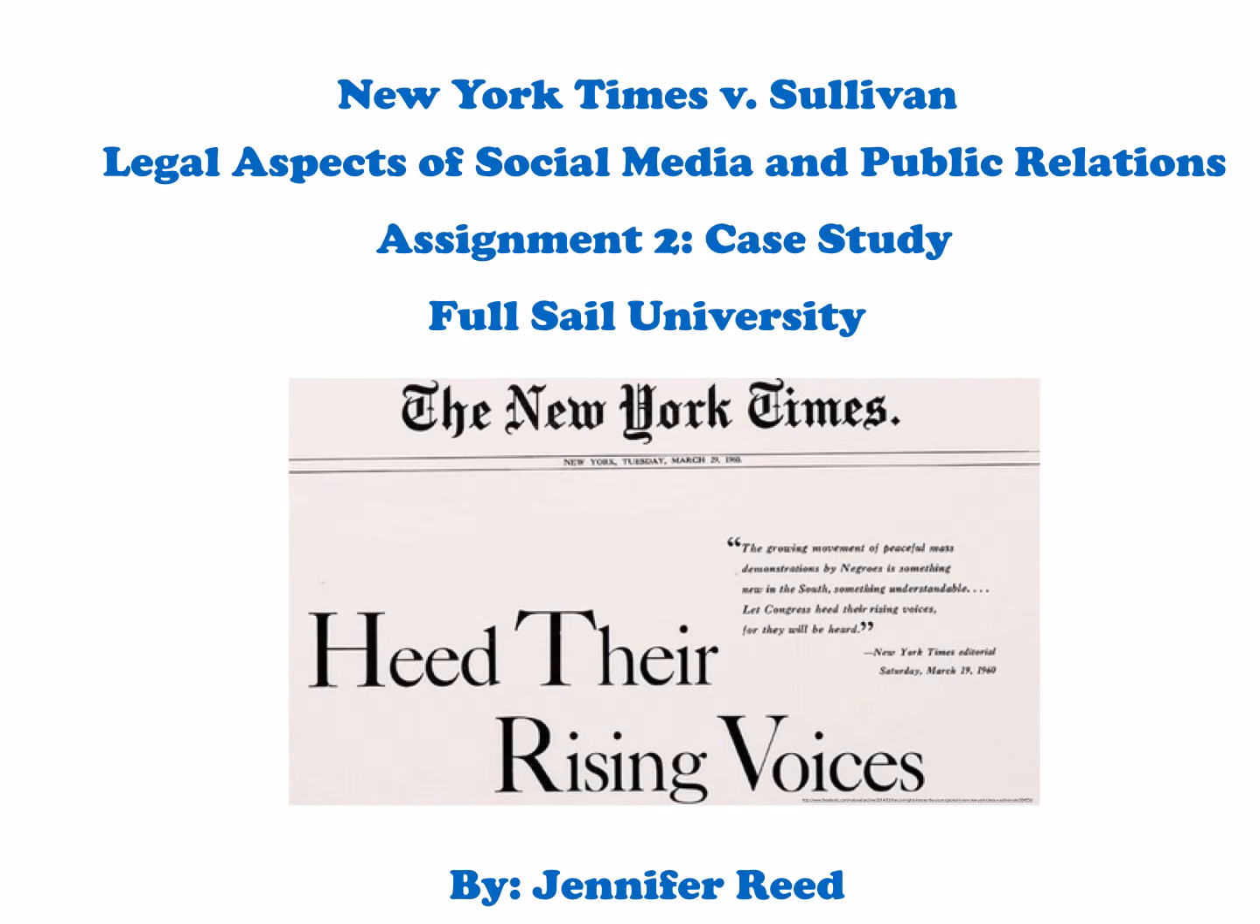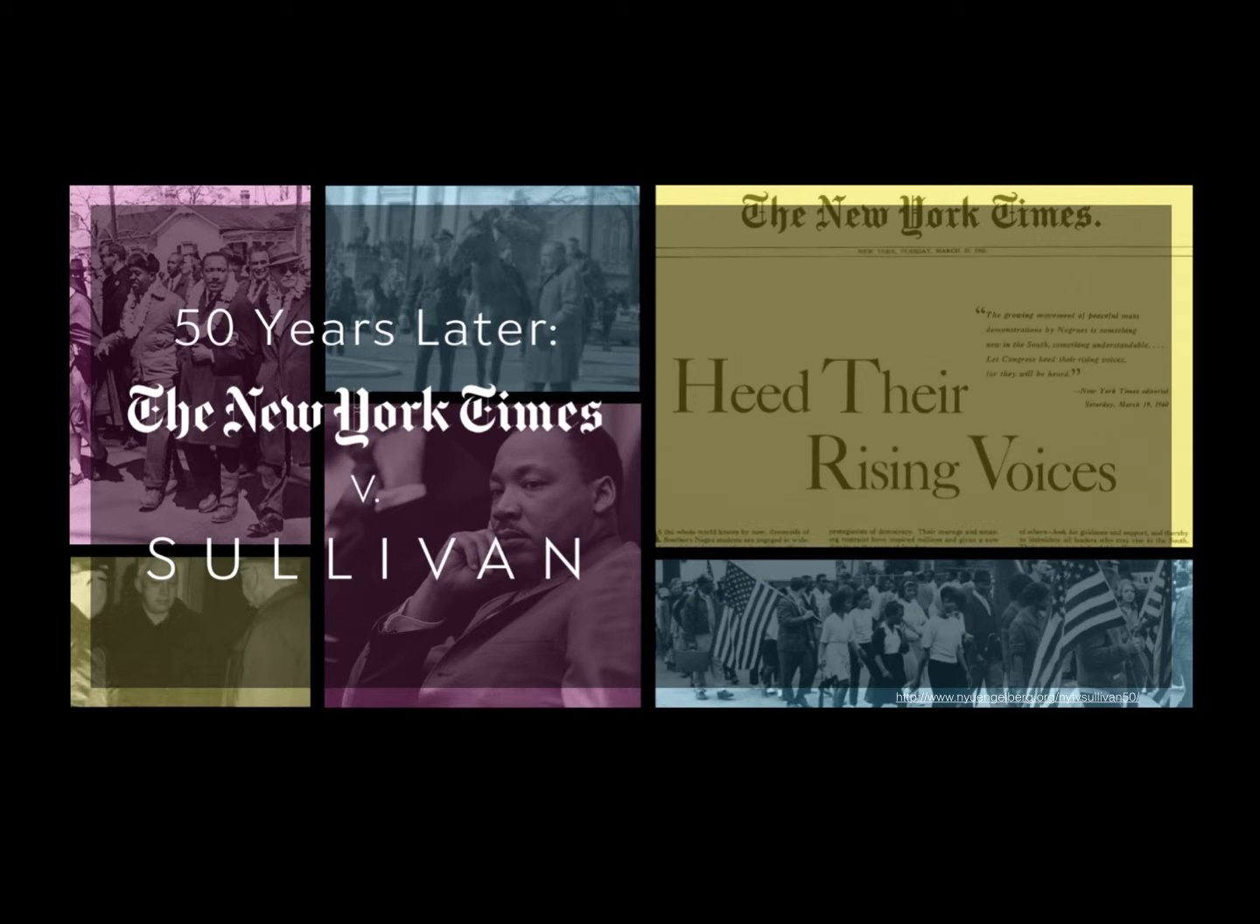New York Times vs. Sullivan, a case study by Jennifer Reed. In the 1960s, the New York Times ran a paid advertisement candidly opposing the Montgomery, Alabama officials. In this case, the defendant was the New York Times and the plaintiff was Sullivan. Sullivan felt that the advertisement was geared towards him and was defamatory to his character.